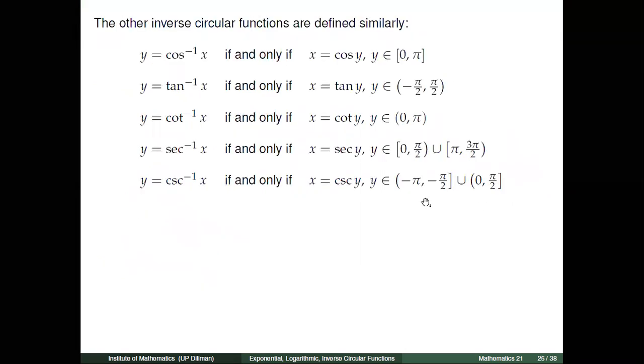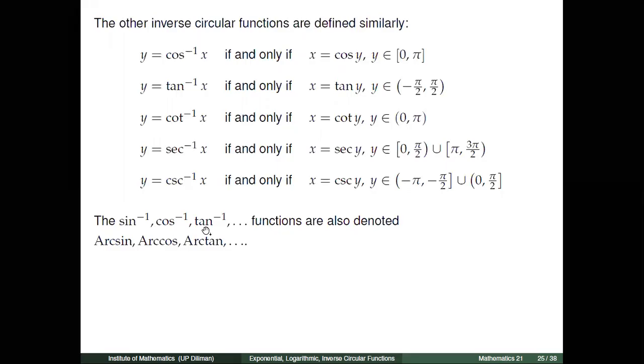Now, the other inverse circular functions are defined similarly. Each of their domains is restricted such that the restricted function is 1 to 1 and has the same range as the corresponding original circular function. In particular, we choose the closed interval 0 to pi for cosine, the open interval negative pi over 2 to pi over 2 for tangent, etc. Note also that the inverse sine, inverse cosine, and inverse tangent functions are also denoted arcsine, arccosine, arctangent, with capital A's.